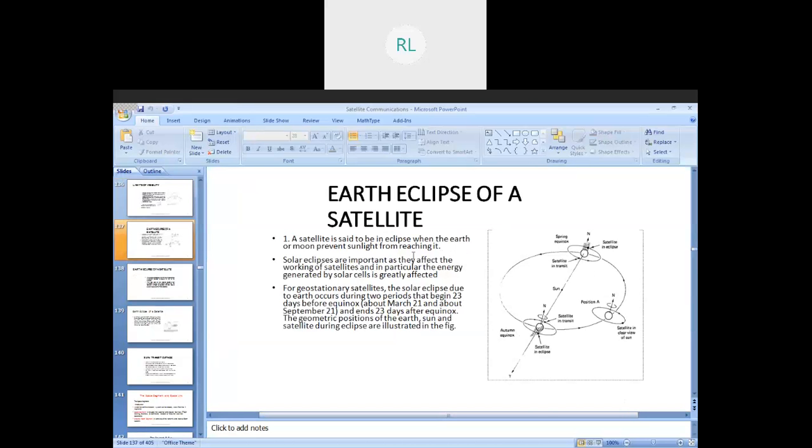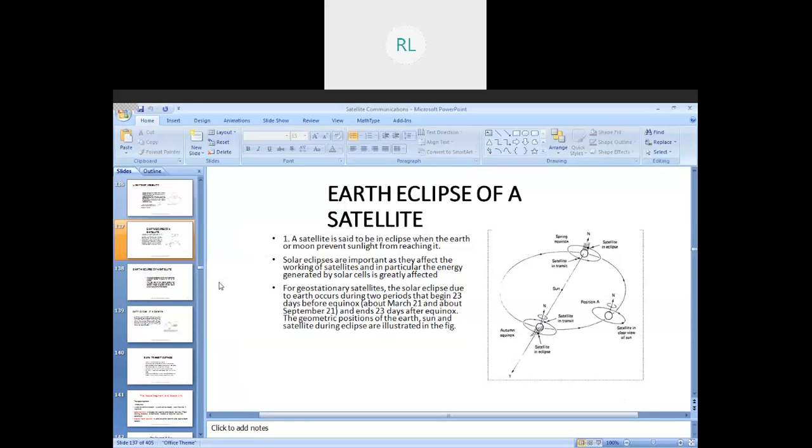Okay, so Earth eclipse of a satellite. The satellite also can get into an eclipse, just like if you can remember the Chandrayaan program by our country, right? For about 7 to 8 minutes, they told that it's not in touch. There is no communication, because that is a limit of visibility. So similarly, a satellite can get into an eclipse.